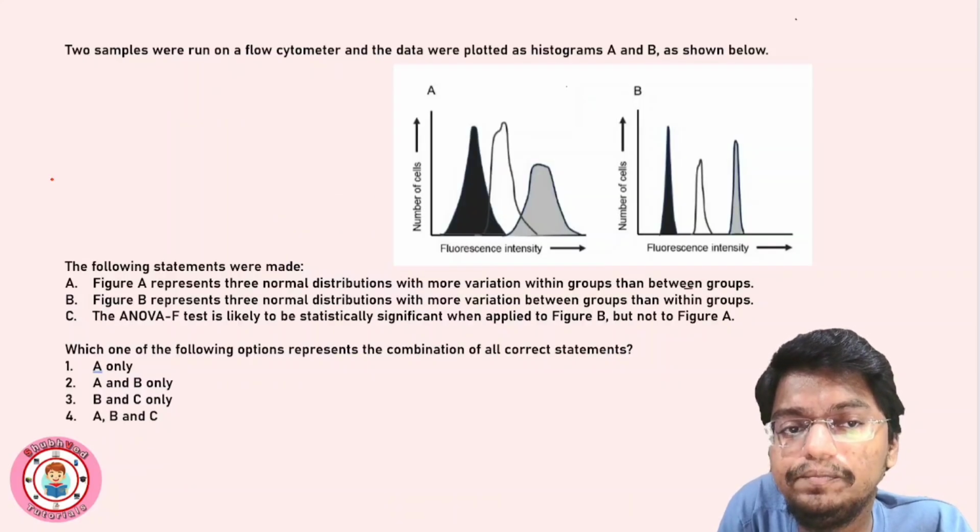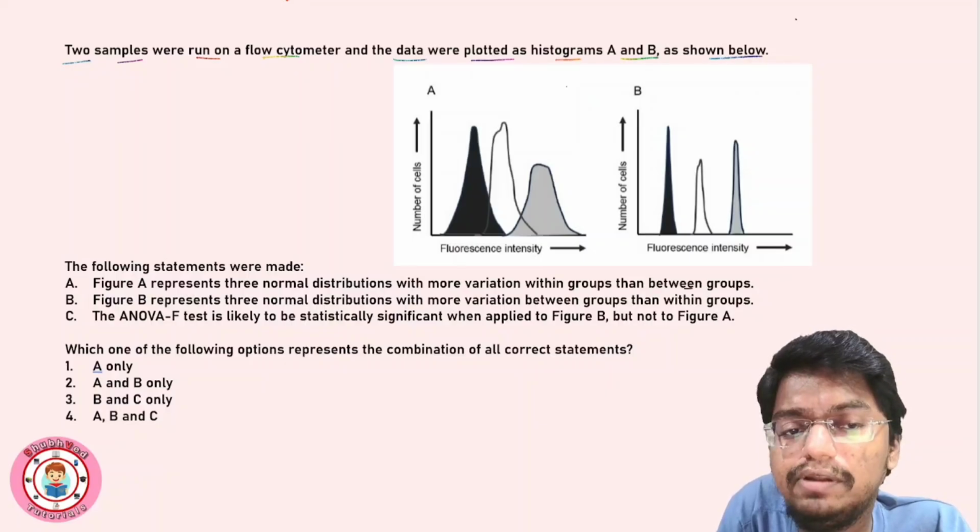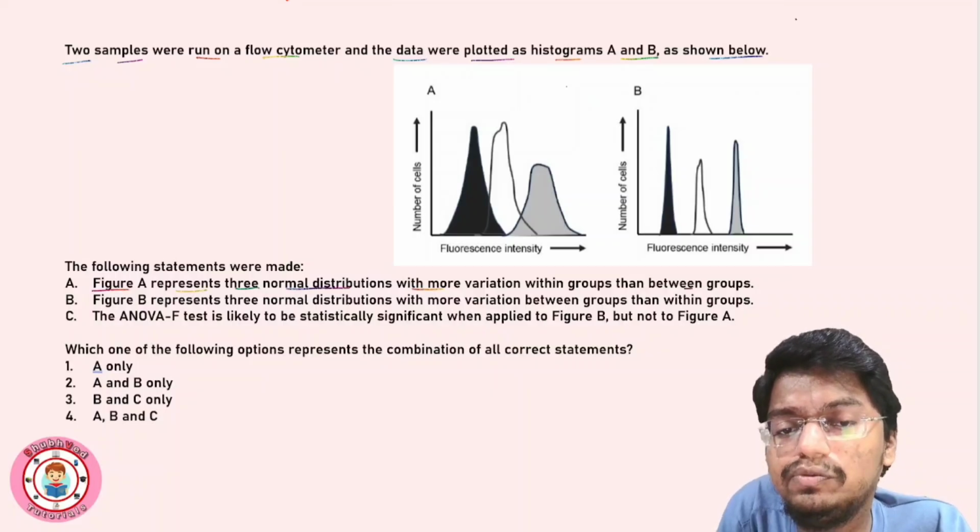First question, two samples were run on a flow cytometer and the data were plotted as histograms A and B as shown below. The following statements were made. Figure A represents three normal distributions with more variation within groups than between groups. Very easy, just look at the diagram and answer.